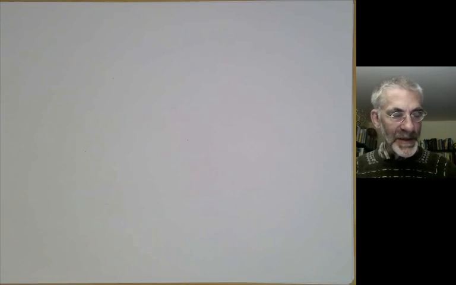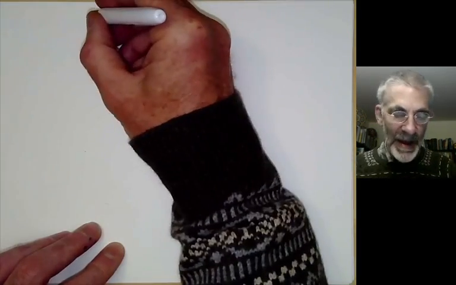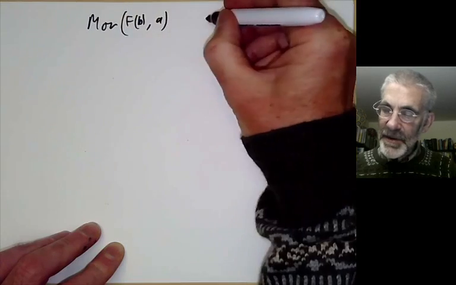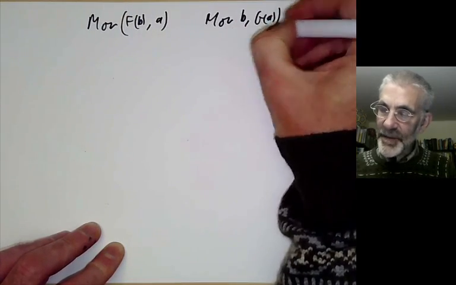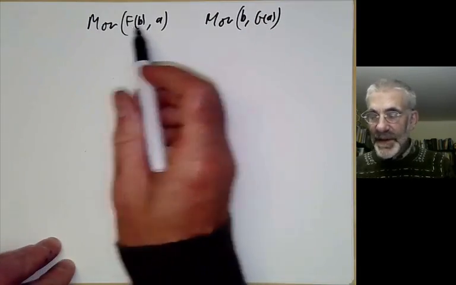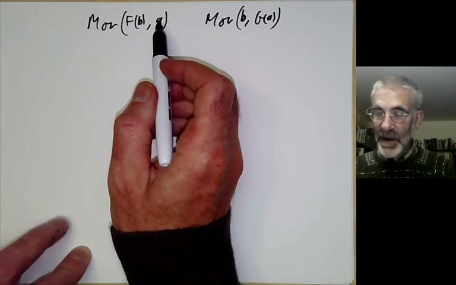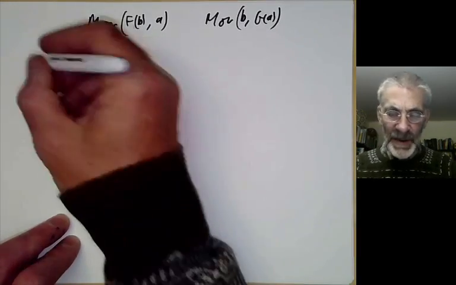Now I said I was going to explain exactly what natural means. So here we're trying to compare morphisms from FB to A to morphisms from B to G of A. And we want this identification to be natural, and what that means is it behaves well with respect to morphisms of A and B. So let's just write this out explicitly.